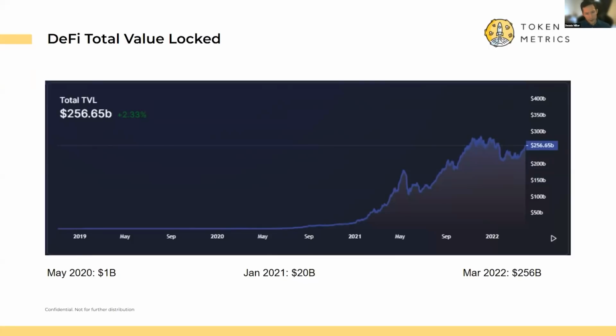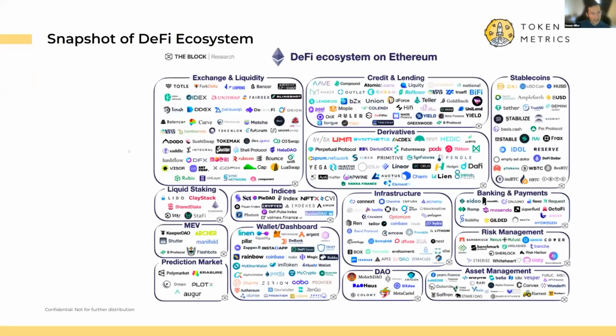So if you're following this through and you're saying, okay, great, there's $250 billion in TVL, what does that look like? Where is that money going? Then I give you this, which is just this giant map of ecosystems and projects that have expanded and blown up in the DeFi space.